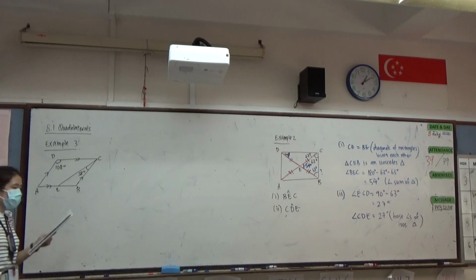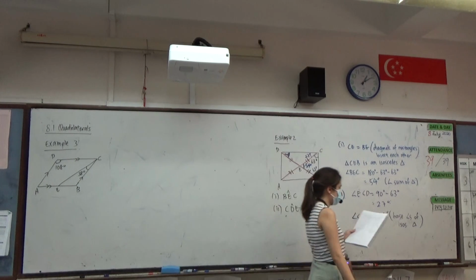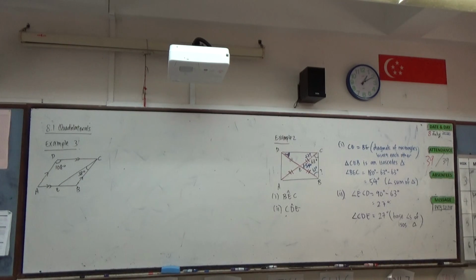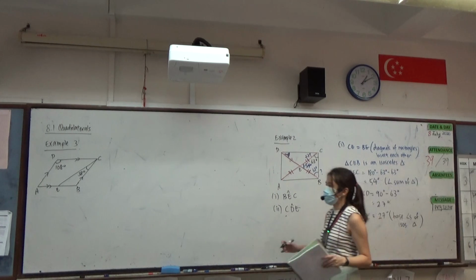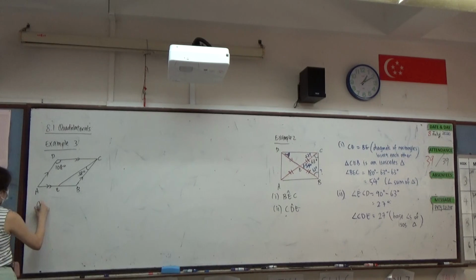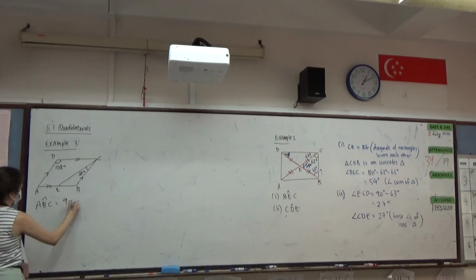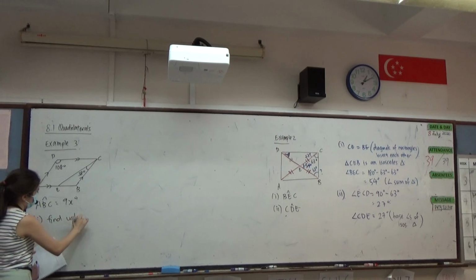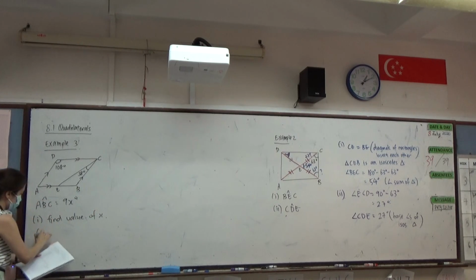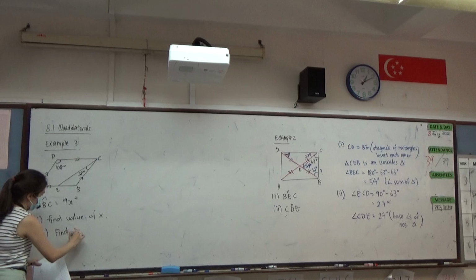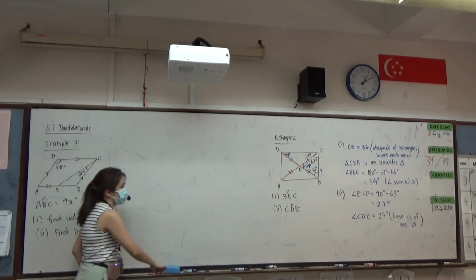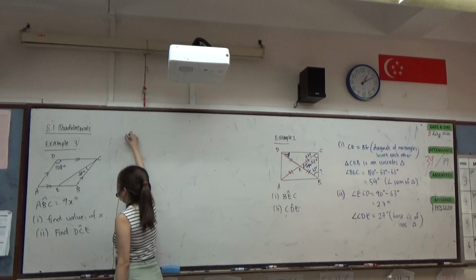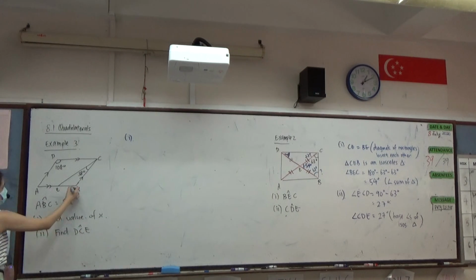Okay, so in example 3, we've got a parallelogram. The information is given there. It is said that angle ABC is 9x degrees. In part 1, we want to find the value of x. And in part 2, we want to find angle DCE. So ABC refers to this angle here, and this is 9x degrees.